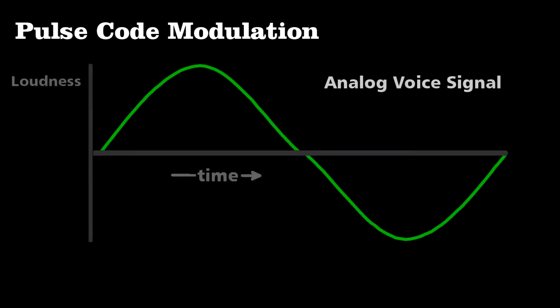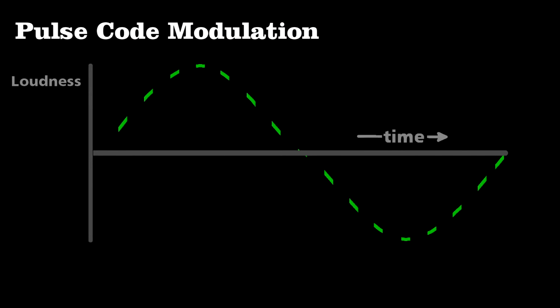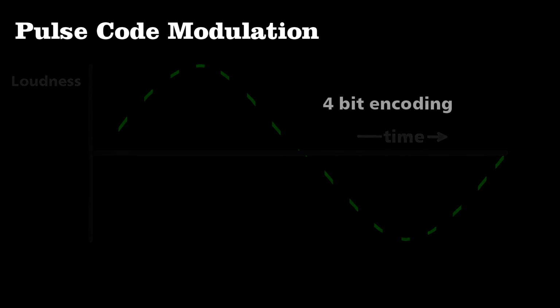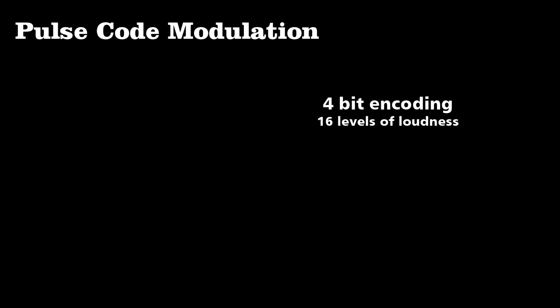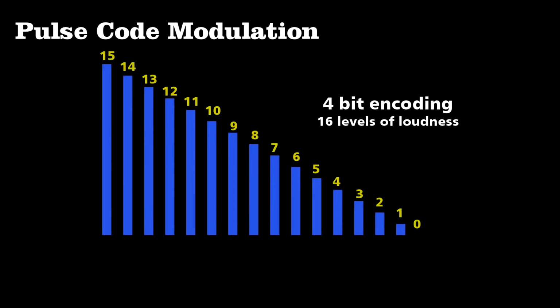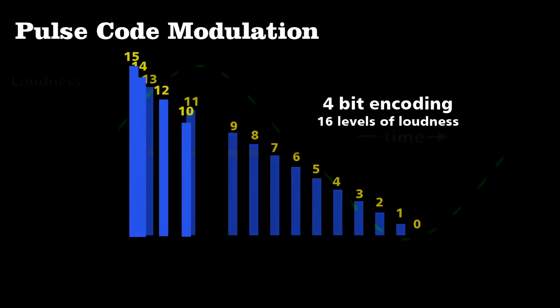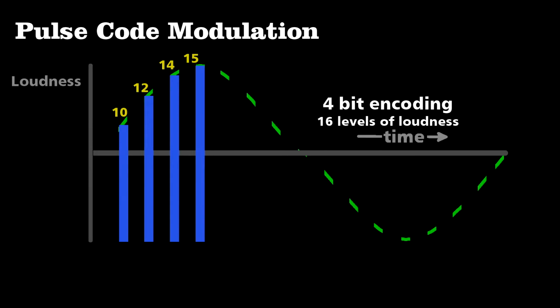pulse code modulation. We take an analog signal and cut it up into sections and then approximate the wave's loudness or amplitude as best we can. We want to make this a digital signal, which means discrete values of loudness and not just any value. For example, I'll use 4 bits, which means I have 16 possible values for the loudness. So the first 4 sections of the signal could be approximated by about 10, 12, 14, and 15.